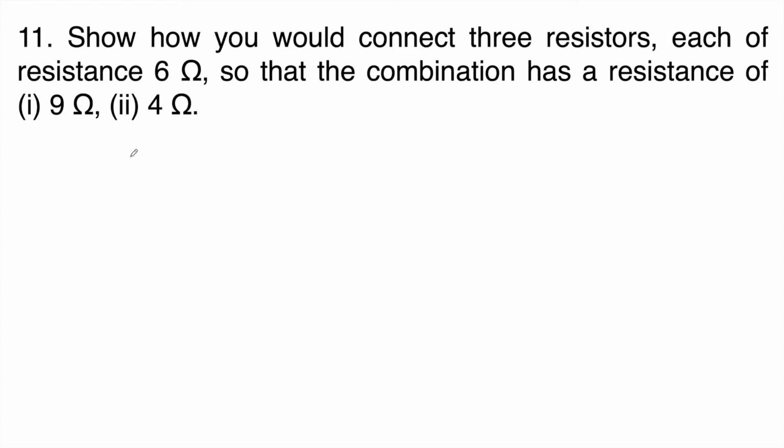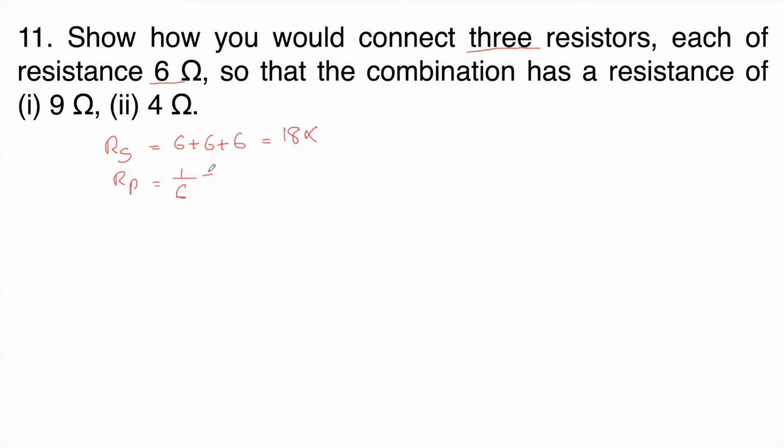So the first method: 3 resistors are there, each of value 6. What is the value if the resistors are in series? It will be 6 plus 6 plus 6, that is 18. That is not possible. We should get 9 ohms here. So this is wrong. Series connection of the 6 ohm resistors is not possible. Then we can connect in parallel.